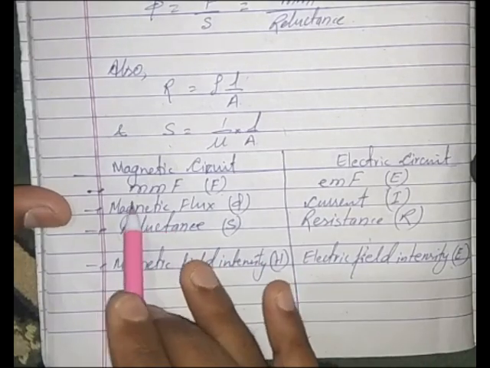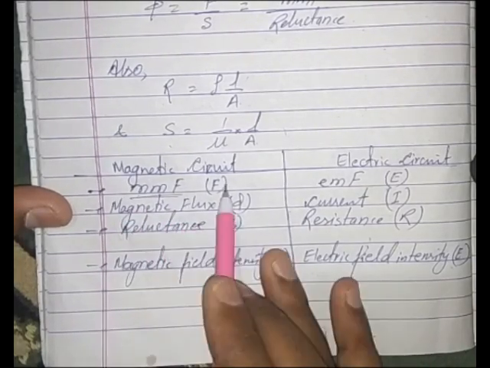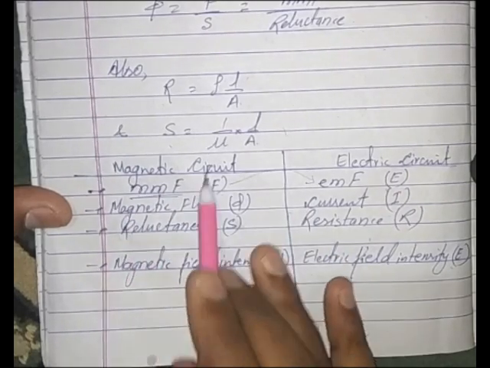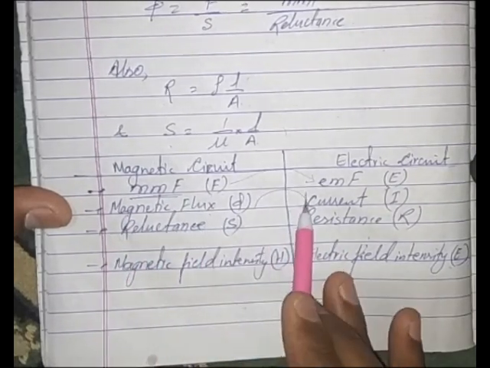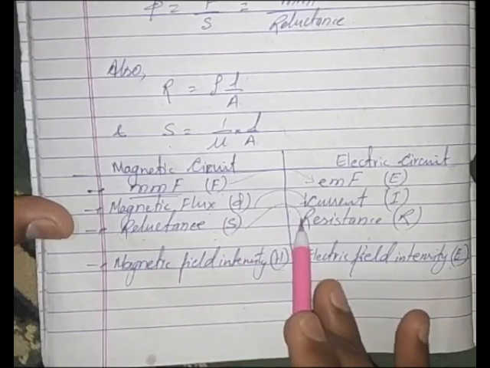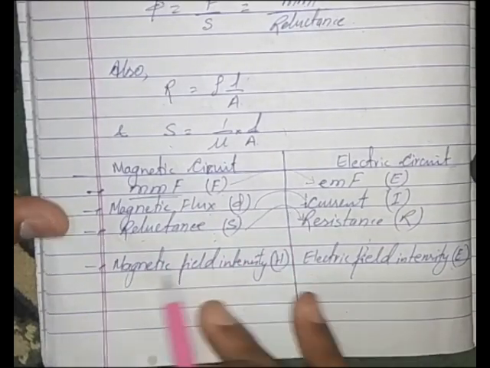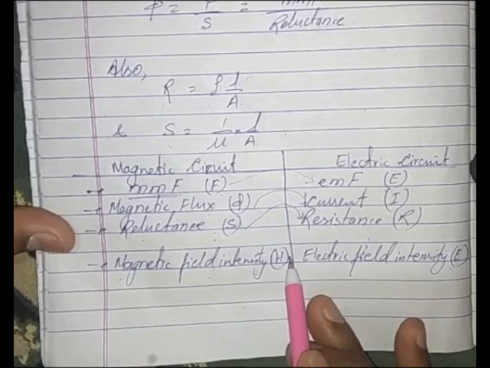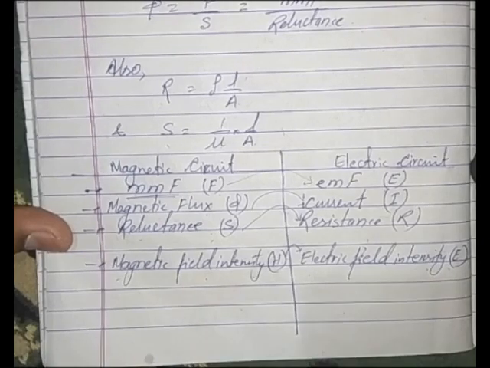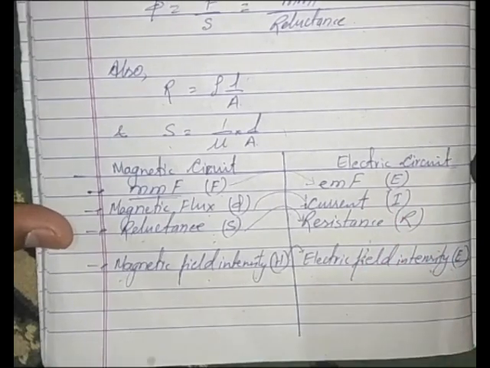In magnetic circuit, MMF is analogous to EMF in electric circuit. Magnetic flux of magnetic circuit is analogous to current in electric circuit. Reluctance in magnetic circuit is analogous to resistance in electric circuit. And magnetic field intensity H is analogous to electric field density of electric circuit.